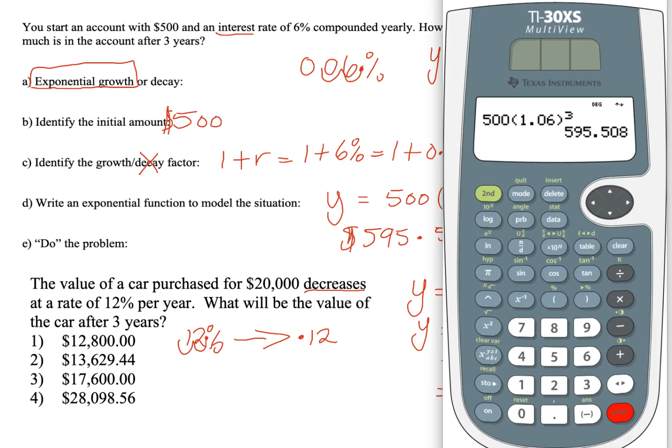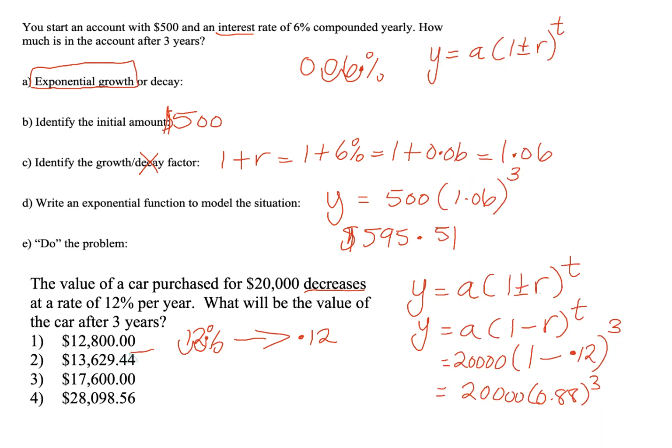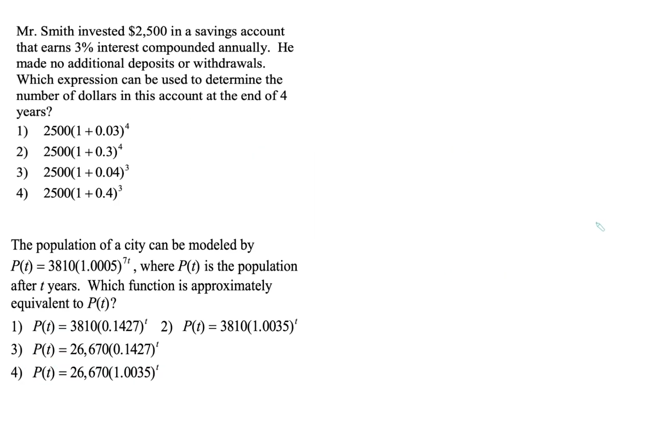And we're just going to pull out our calculator. Let's clear. And we're going to insert all of that in there. So it's going to be 20,000, open parentheses, 0.88. Our arrowhead. And we're going to raise it to the 3 years. And press enter. Our answer is $13,629.44. So our answer is number 2. And we're finished.